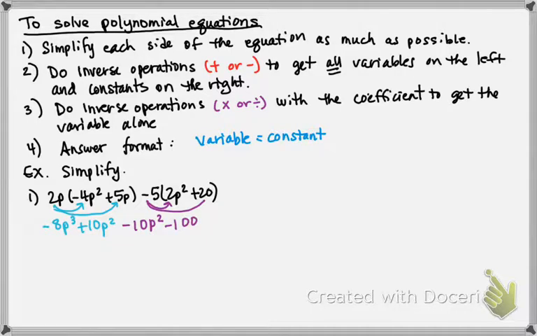So now I look for anything that is the same. I look for like terms. I see cubed, I see squared, and I see a constant. So these are the two that I'm going to combine together. The rest are going to stay the same. So I get negative 8p cubed, but look at that. I have 10p squared and negative 10p squared. They're opposites, so they zero out. And then I have minus 100. So my answer is negative 8p cubed minus 100.